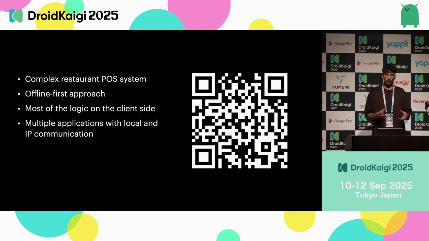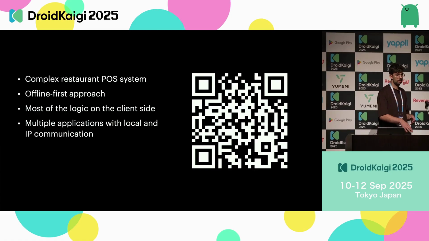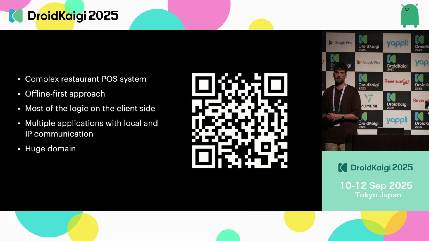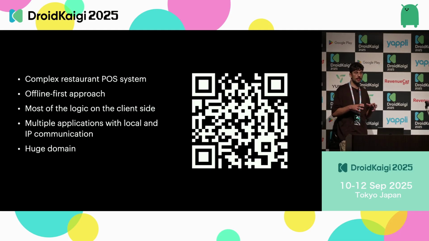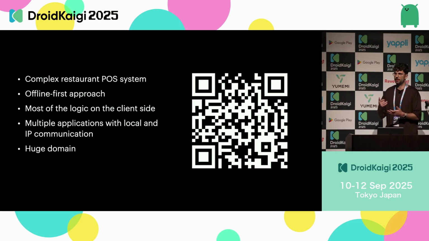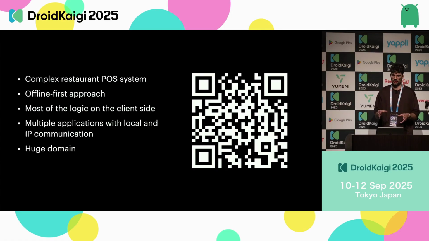There are also multiple applications running in the same system, and we have some kind of local inter-process connectivity between them. So there's really a lot going on. Additionally, I wasn't aware of it before joining this company, but restaurants have a very complex and very big domain. We have things like KDSs, transactions, printing, online ordering, the end-of-day process, and so on, and so on. So it's actually very complex software.